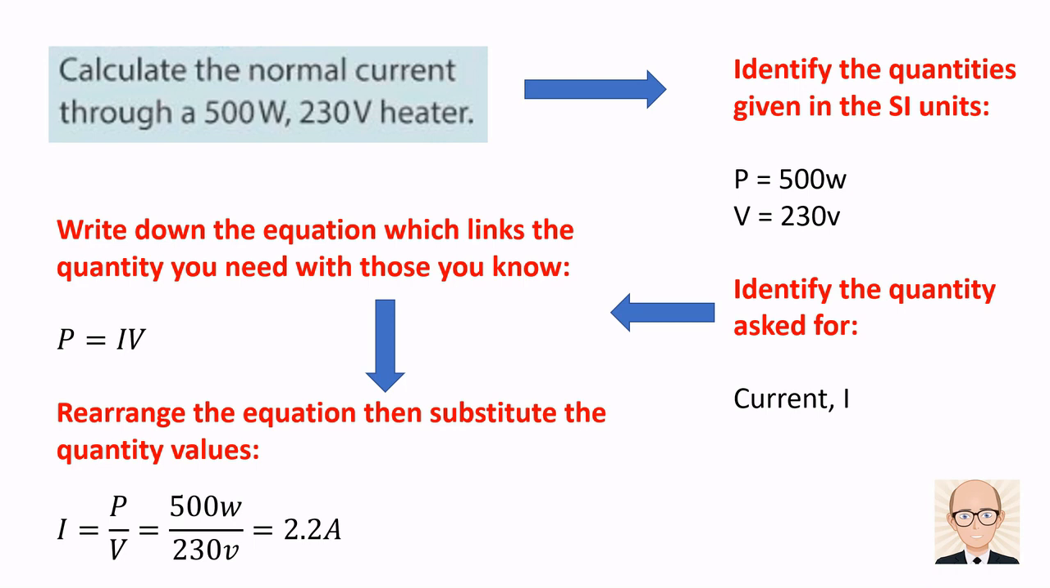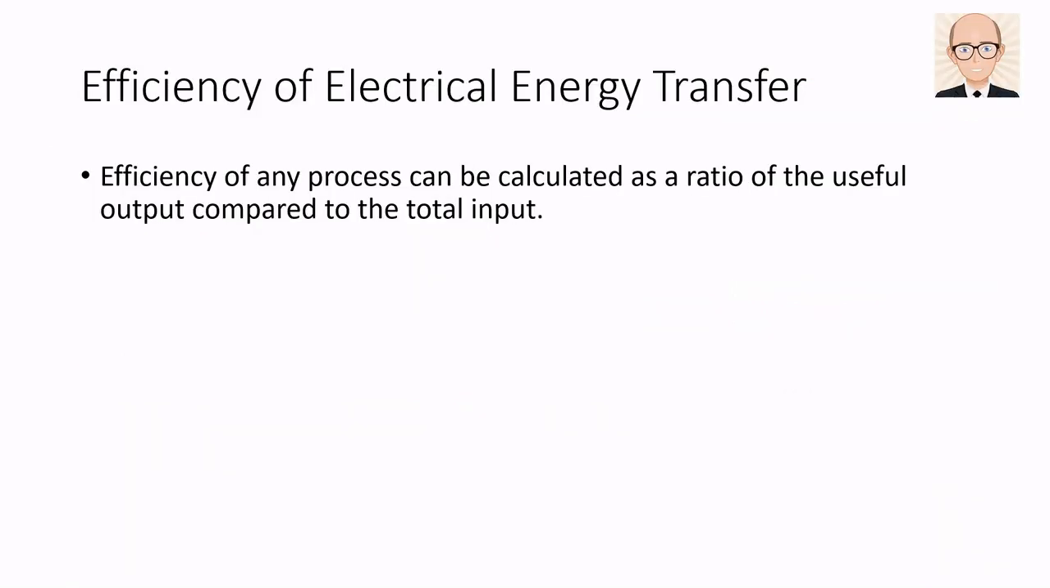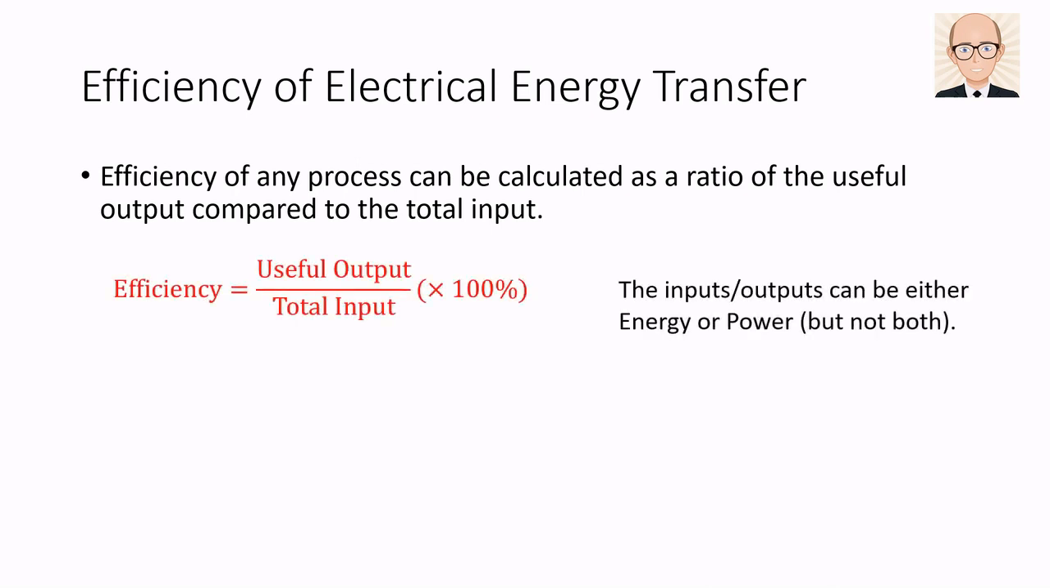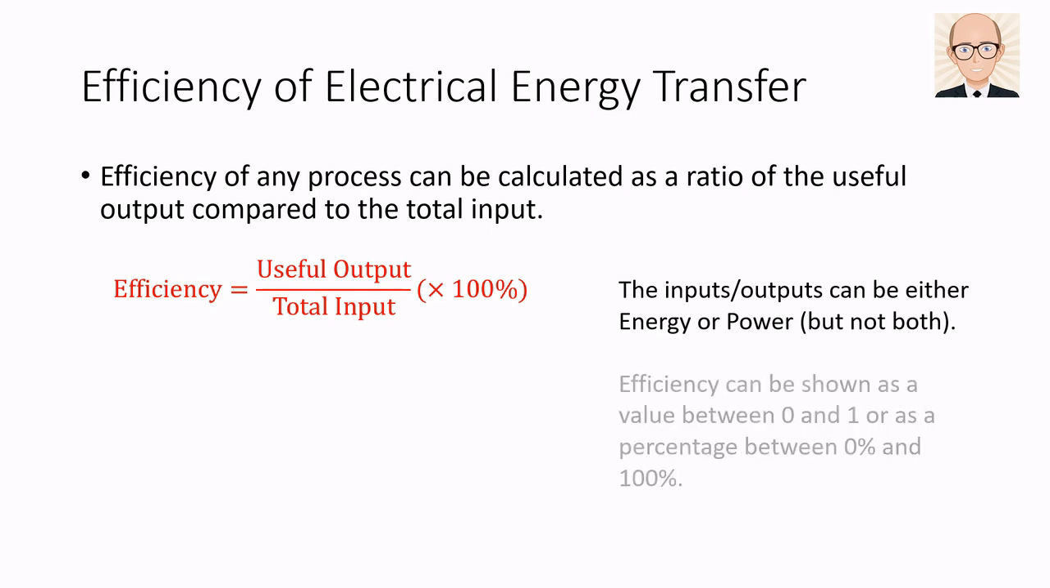The last thing I need to show you in this topic is how to calculate efficiencies. The efficiency of any process can be calculated as a ratio between the useful output compared to the total input. Inputs or outputs can either be in the form of energy or power, so we can use the equation of efficiency equals useful output energy or power divided by total input energy or power. Efficiencies can be expressed as either a decimal value between 0 and 1, or if we multiply them by 100, they're shown as a percentage.